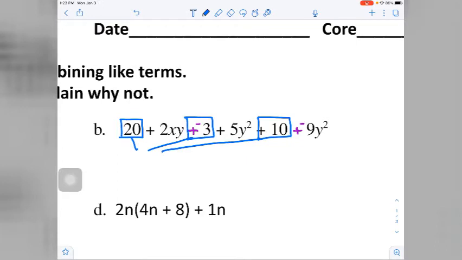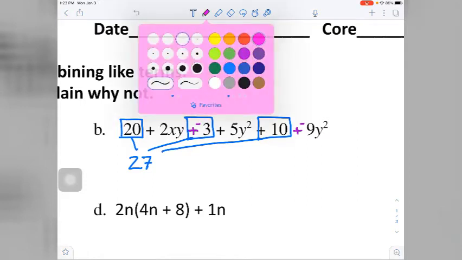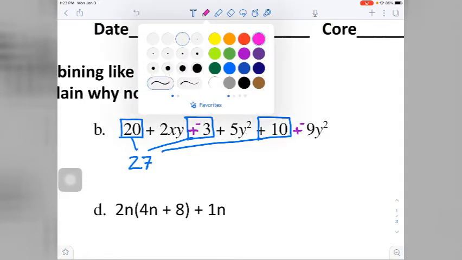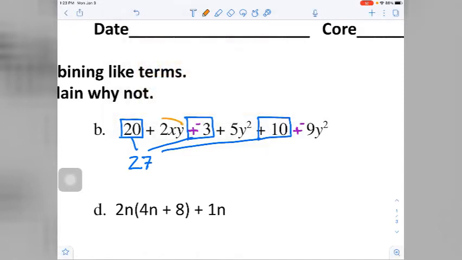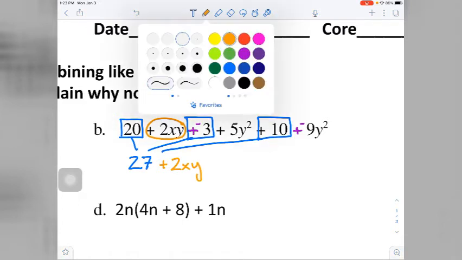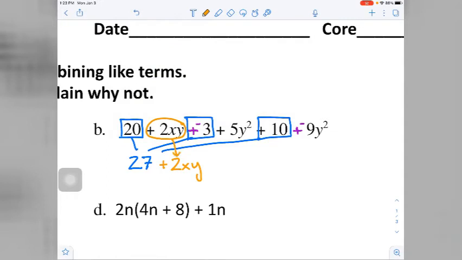So 17 plus 10 is 27. So there should be 27 ones in this. When I look around, I see that there are 2 xy's here, but there are no other xy's, so I'm just going to keep that as 2xy. And then the last one, I'll draw a little line to connect that right here.